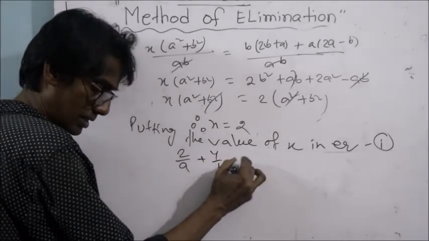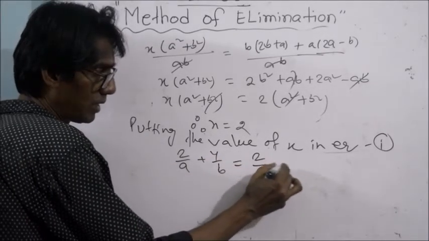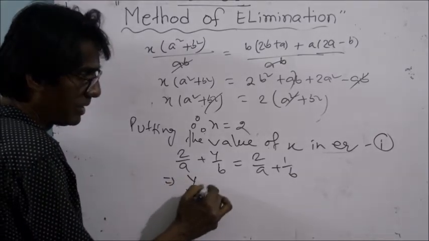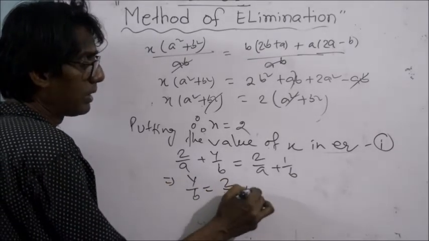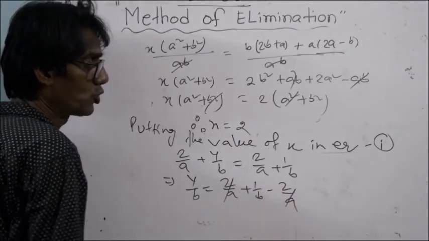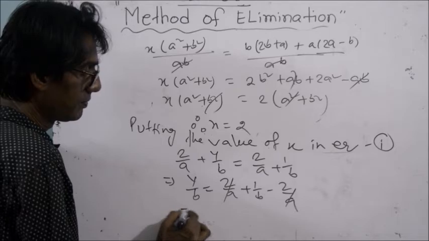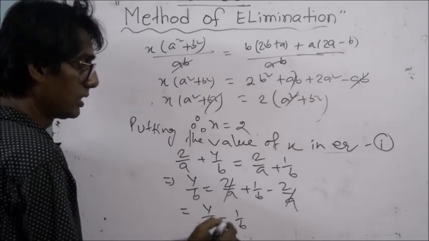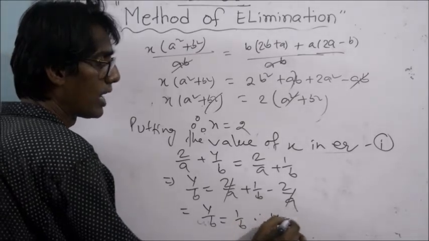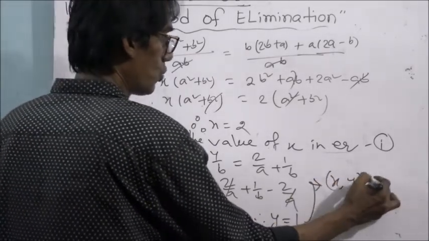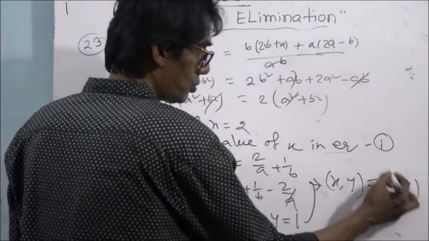Or y by b equal to 2 by a plus 1 by b minus 2 by a. So plus 2 by a minus 2 by a is omitted. Again, y by b equal to 1 by b. Therefore, y equal to 1. So the required solution: x equal to 2, y equal to 1.